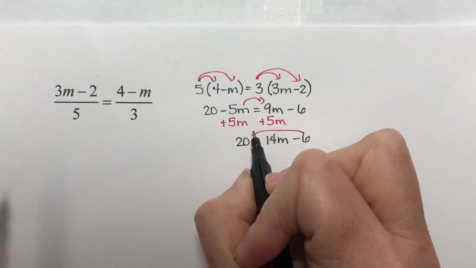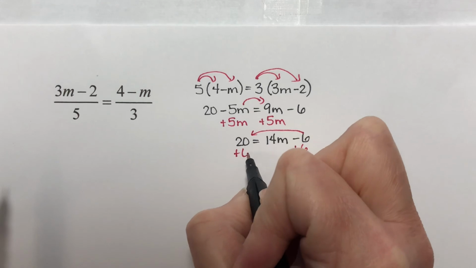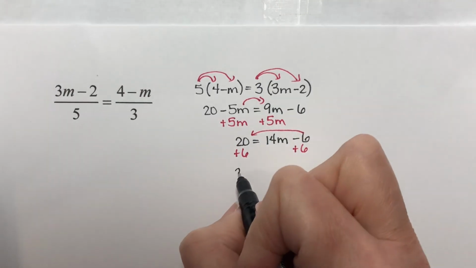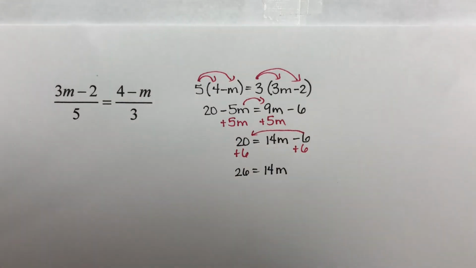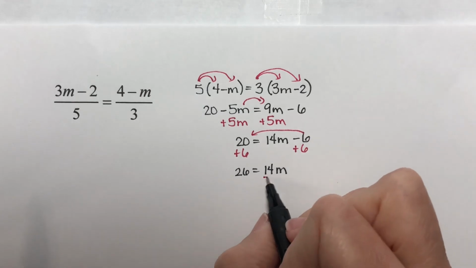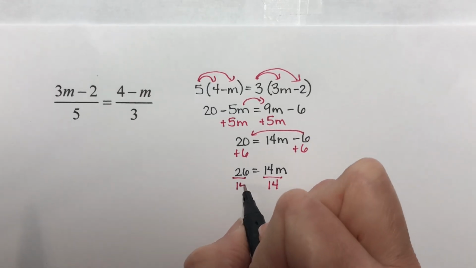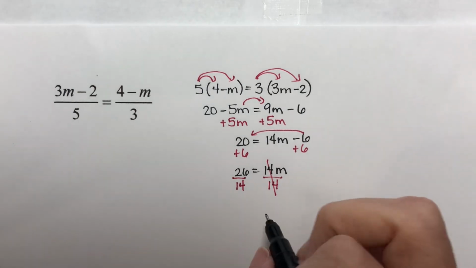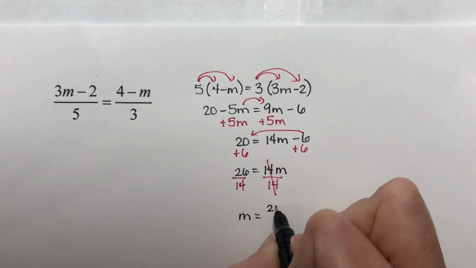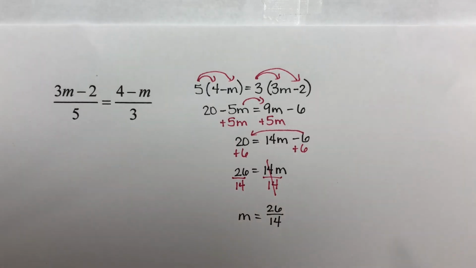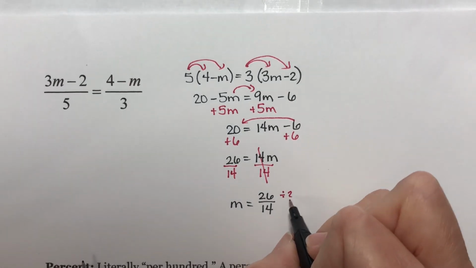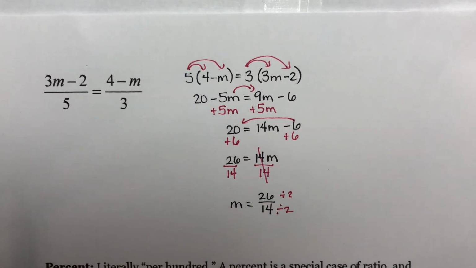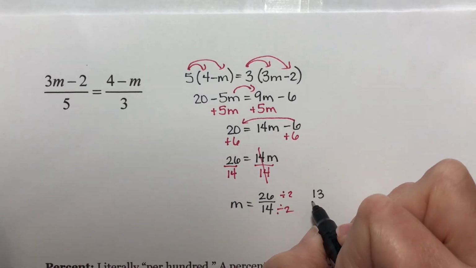Now we need to add 6 to both sides. And I have 26 is equal to 14m. Divide both sides by 14. So right now I have m is equal to 26 over 14. And no matter how they want your answer, this is not going to be acceptable because it's not in lowest terms. 26 and 14 are both even numbers, so I can divide them by 2. And when I do that, I get my answer of 13 over 7.